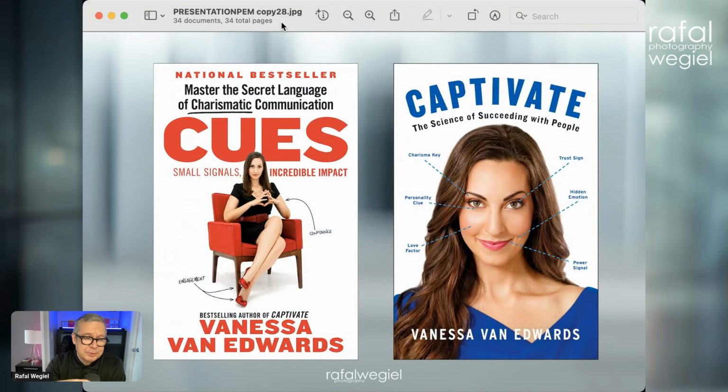Okay, so those are two books which I highly recommend. They are by Vanessa Van Edwards. Captivate is a little bit older one, but it also has a lot of information about facial expressions, how to recognize them, what is important, all this cool stuff. The red one, Cues, is also a fascinating book. It also talks about body language, all these interesting things. Highly recommend it. If you're a headshot photographer, please make sure to get those, read them, study them, because they will give you a lot of cool stuff.